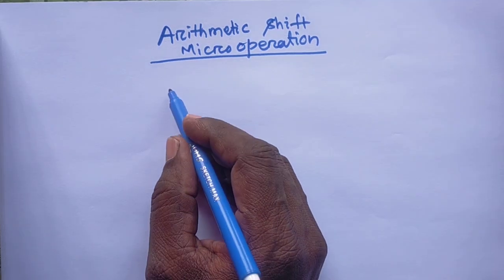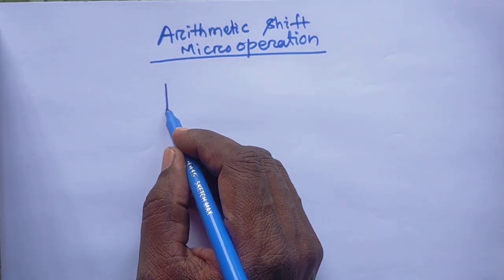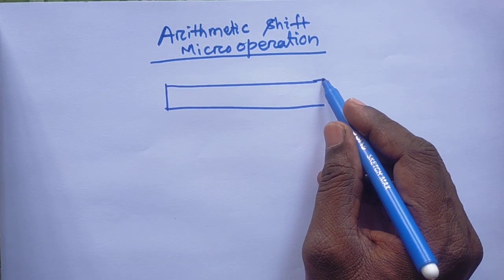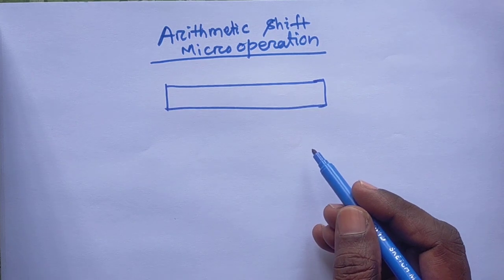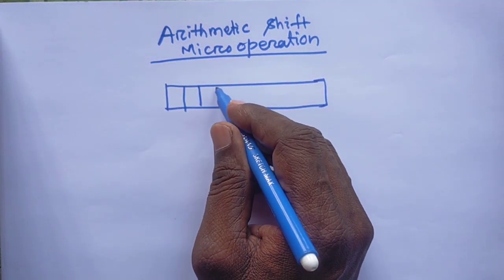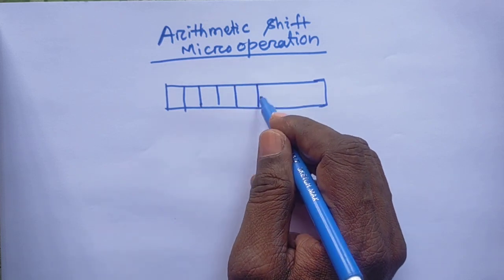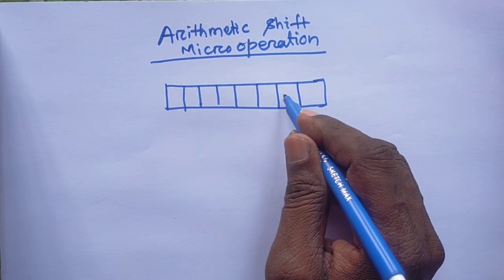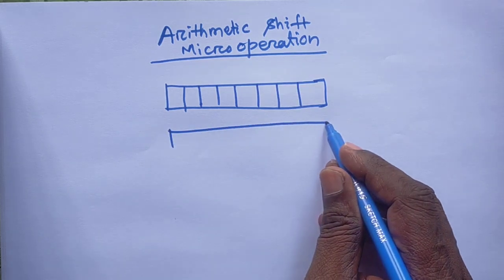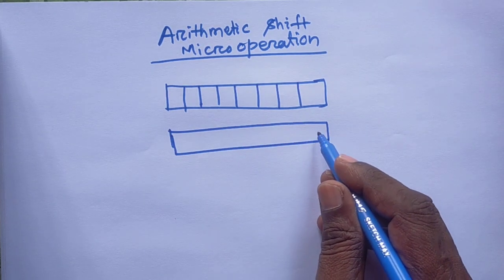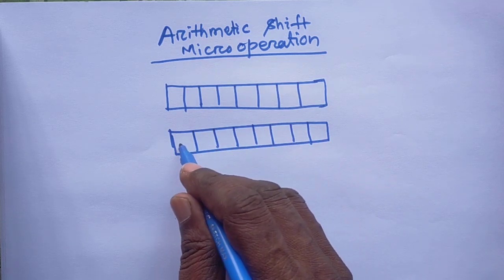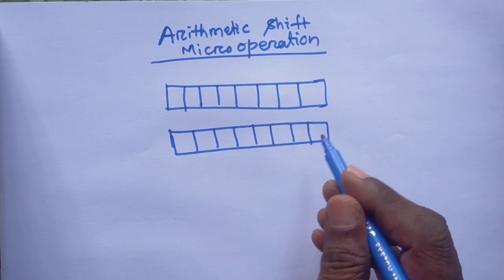Let us consider any bit data, it doesn't matter, as you like. We can take 4 bit or 8 bit. Let us consider 8 bit: 1 2 3 4 5 6 7 8. When it shifts, the result will also be stored in 8 bits, 1 2 3 4 5 6 7 8.